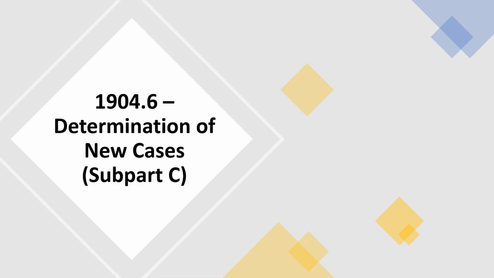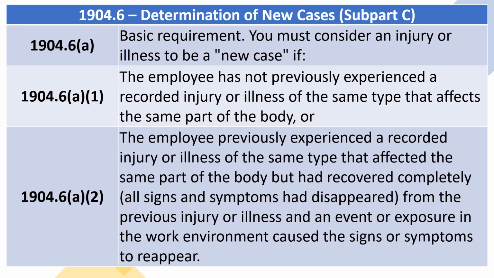1904.6 Determination of new cases. 1904.6 A basic requirement. You must consider an injury or illness to be a new case if 1904.6 A1 the employee has not previously experienced a recorded injury or illness of the same type that affects the same part of the body, or 1904.6 A2 the employee previously experienced a recorded injury or illness of the same type that affected the same part of the body but had recovered completely, all signs and symptoms had disappeared from the previous injury or illness, and an event or exposure in the work environment caused the signs or symptoms to reappear.